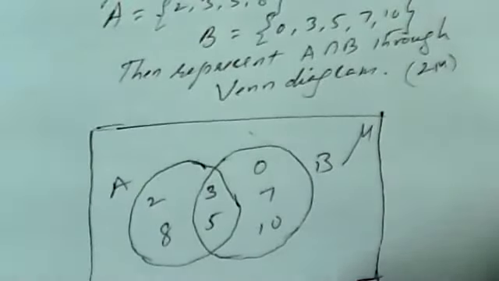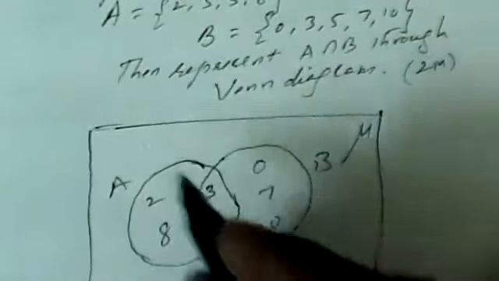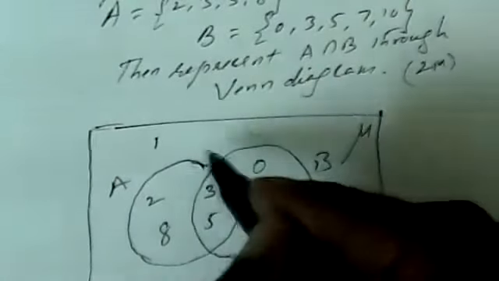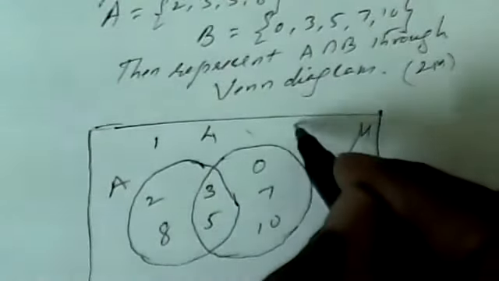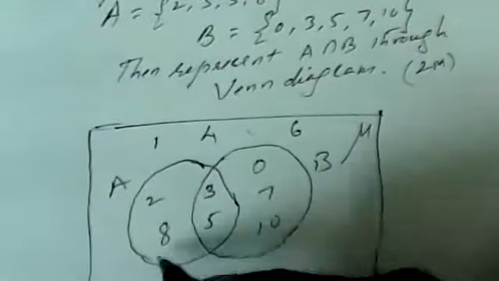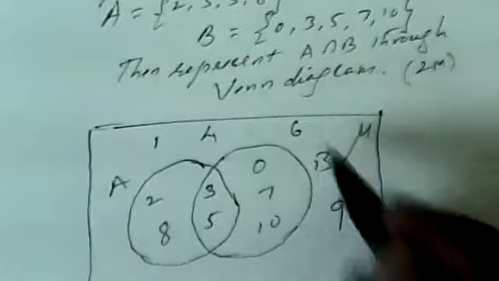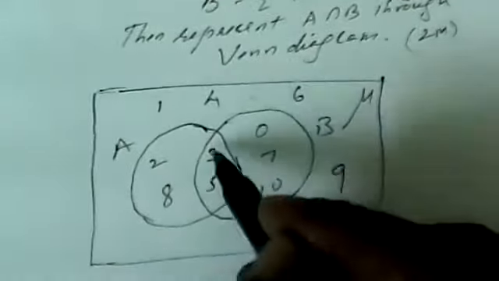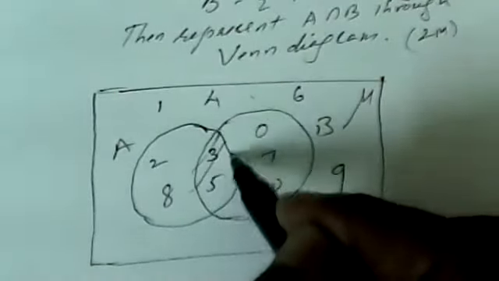So again, elements in universal set. 0 is there, 1 has not come, so you can represent 1 here. 2 is over, 3 is over, 4 has not come, right? 5 is over, 6 has not come, right? 7 is here, 8 is here, 9 has not come, right? 9 here. So 1, 4, 6, 9 elements are there. So this is the A intersection B. You can shade it. Okay.